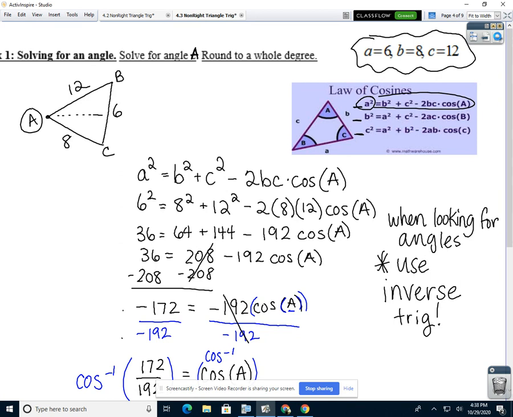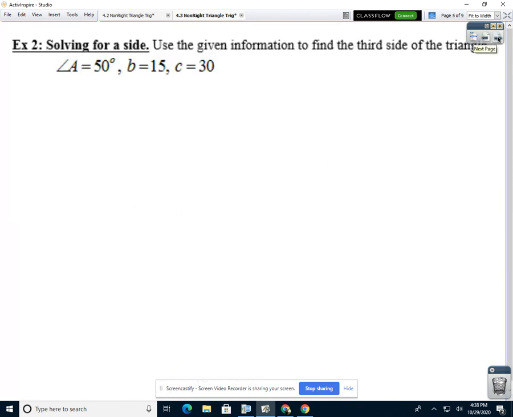So, that was the first one. Let's go ahead and do another one. And this time we're going to look for a side of a triangle. And I think a lot of you are going to be really happy with the way this problem goes. It's a little less work.